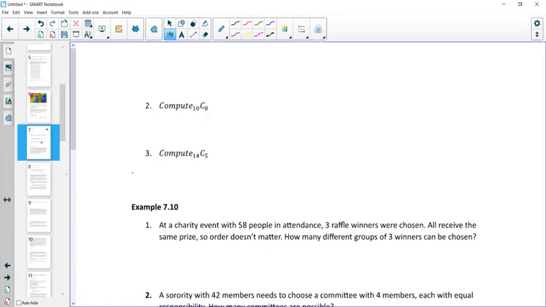Let's look at some more of these. Let's do the number of combinations of 10 people taken 8 at a time. So this is equal to 10 factorial over 8 factorial times 10 minus 8 factorial, which is 10 factorial over 8 factorial times 2 factorial. That is 10 times 9 times 8 factorial over 8 factorial times 2 times 1. The 8 factorials cancel out, and I have 90 over 2, which is 45.